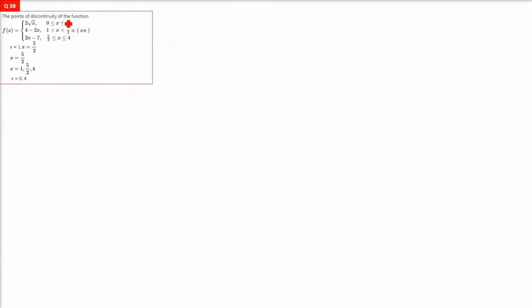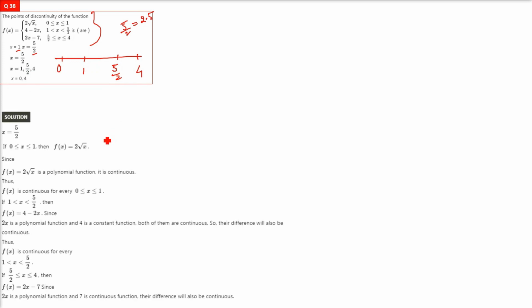The points of discontinuity of the function. So at what point we are going to discuss? If you see it on a number line, it's between 0 and 4. There are 3 functions. So the point 1 and point 5 by 2 is of our concern, between 0 and 4. So this 5 by 2 is simply 2.5, right? So there are 3 functions here. So you have to tell that the points of discontinuity of this function is where? At 1, at 5 by 2, at 0, at 4, where?